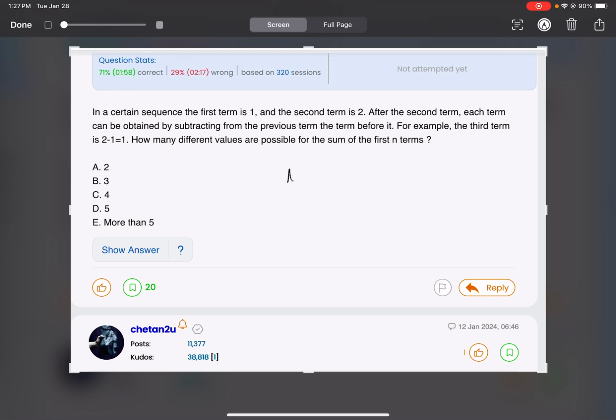Okay, so we have a sequence. A of 1 is 1, A of 2 is 2. After the second term, each term can be obtained by subtracting from the previous term the term before that. Not really great wording there, but to formalize that, A of n is the previous one minus the term before that. That's the rule for the sequence if we want to formalize that.